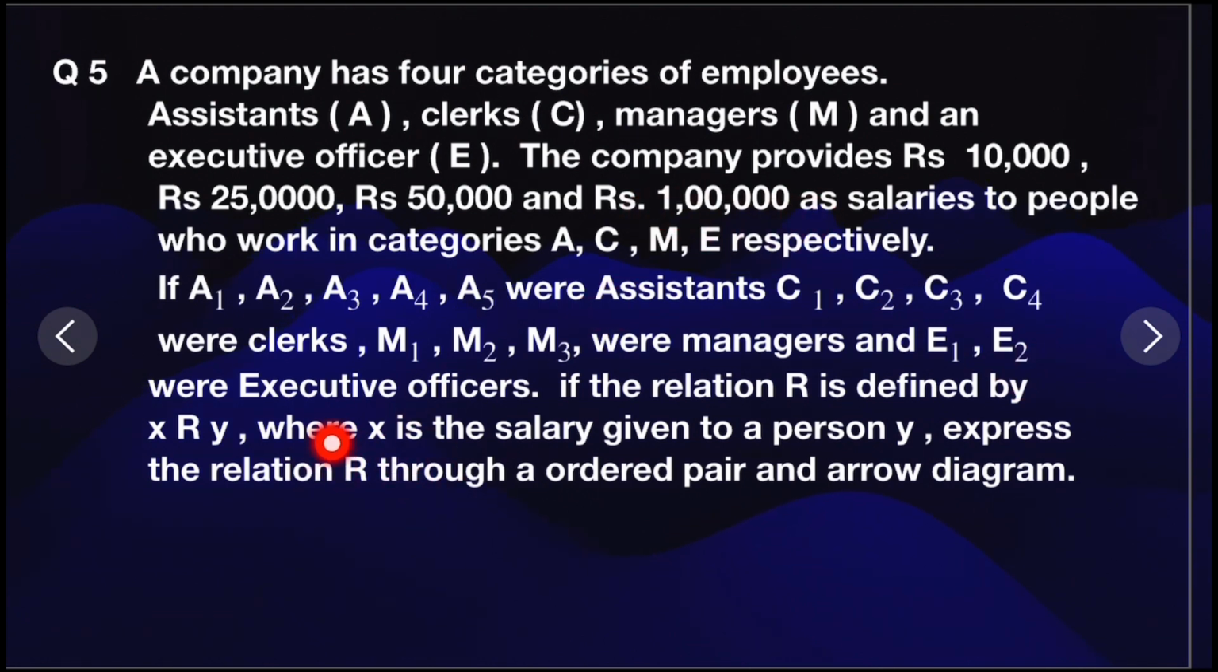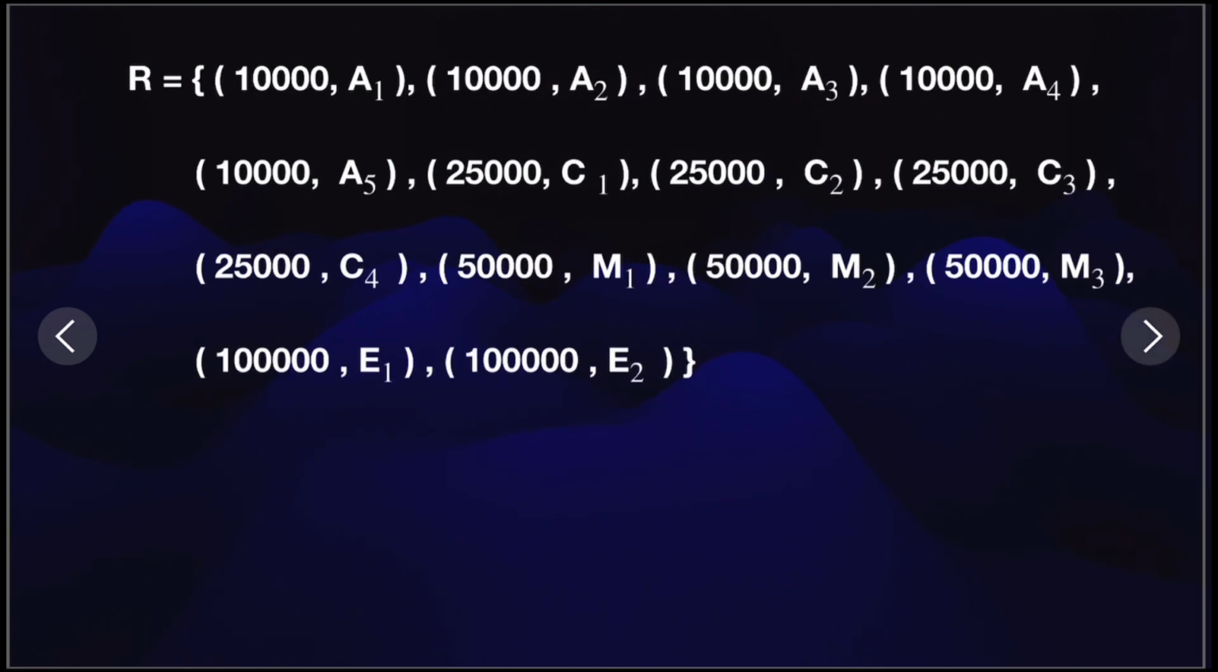Now what is the relation? How are you going to write it? That it is defined by X, R, Y, where X is the salary given to a person, Y. So X is salary. So the first you have to write down salary, like 10,000. And then the person. So A1 gets 10,000, A2 gets 10,000, like that. Let's write it down. See, R, set R, put the brackets, the first ordered pair. 10,000, the salary we have to write first, to the assistant, first assistant. So 10,000 A1, 10,000 A2, 10,000 A3, 10,000 A4 and 10,000 A5, comma.